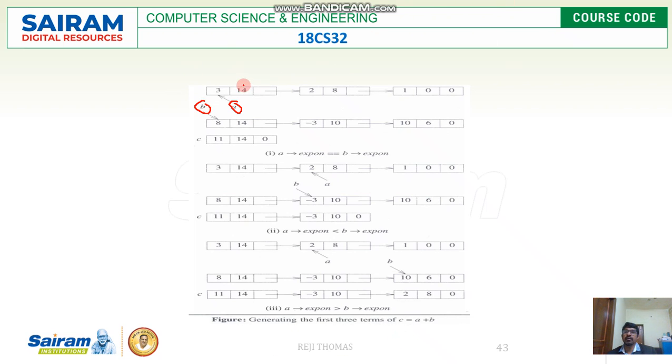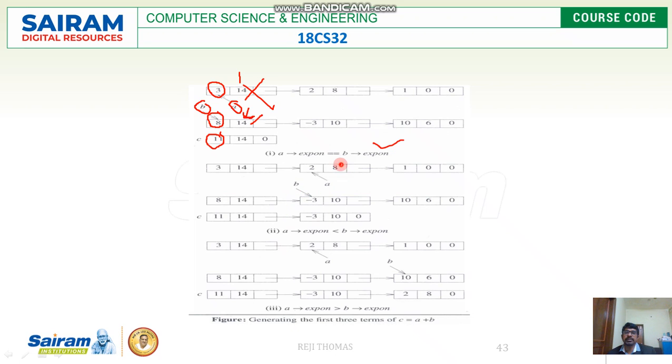Here, 14 is the exponent, and for B we have got the same. If that's the case, you have to add the terms' coefficients of A and B and put the result in C. So when I add 3 and 8, I'll get 11, and the exponent stays as it is. I'm done with this, since A's exponent is equal to B's exponent. Next, how to advance A and B. This part is truncated out, take it out. Now A will point to the next term and B also will point to the next term.